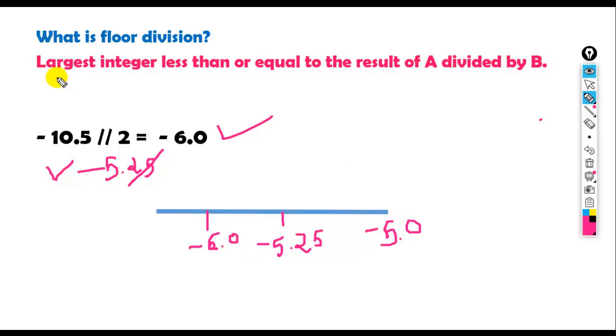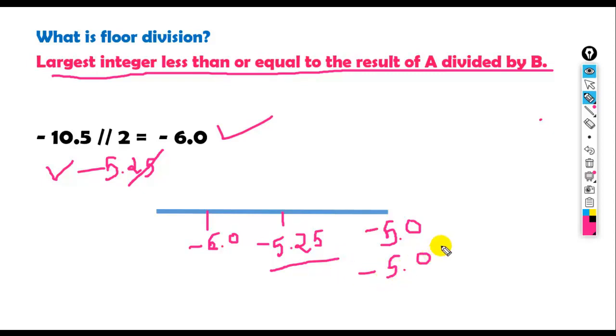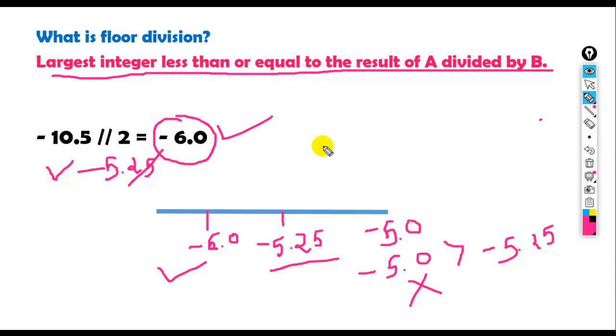As you can see, as per our definition, largest integer less than or equal to the result of a divided by b. So here result of a divided by b and we are interested in largest integer less than or equal to the result of a divided by b. So here please remember 5.0 is greater than -5.25 and we want largest integer less than or equal to the result. So the result is not -5.0 but result is -6.0 which is largest integer less than -5.25. That's why the result is -6.0. Please remember this. So this way floor division calculates the result.